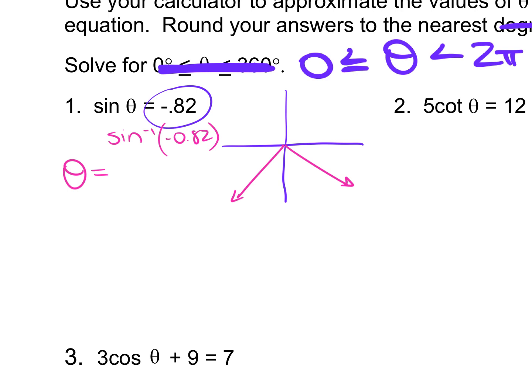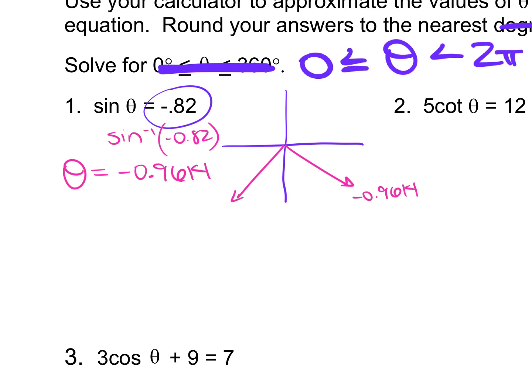Okay. So inverse sine of negative 0.82. What does your calculator give you back out? We're going to round to 4 decimal places. 0.9614. Okay. Now, this is where I refer back to our rules for inverse sine, inverse cosine, inverse tangent. Which of those 2 answers is that? Quadrant 3 or quadrant 4? That is 4. How do I know that?